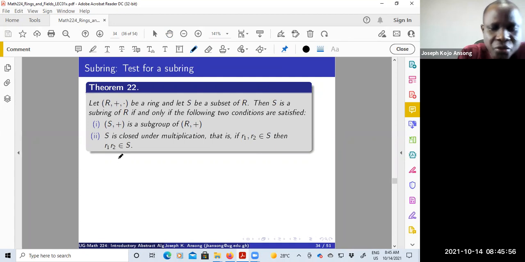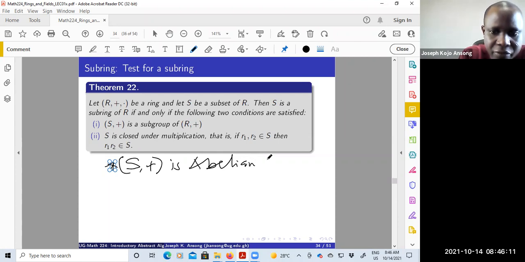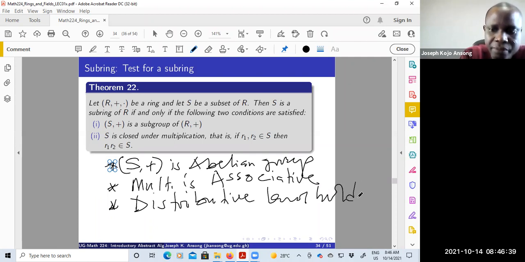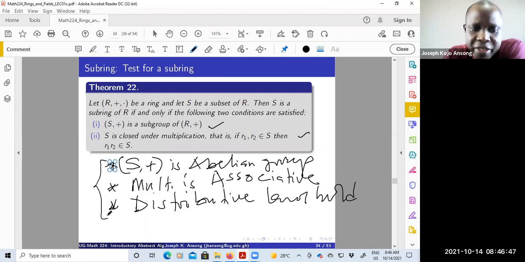So basically, suppose these two conditions are satisfied, then we want to show that S plus here is abelian, an abelian group. Okay, once we have shown that, we want to show that multiplication is associative, right? Those are the axioms: associative. Then thirdly, we want to show that the distributive laws hold, the left and right distributive laws hold, okay? So if we assume these two conditions, I and II, are satisfied, then you want to prove this. Once this is proved, then you have shown that S is a subring, okay?